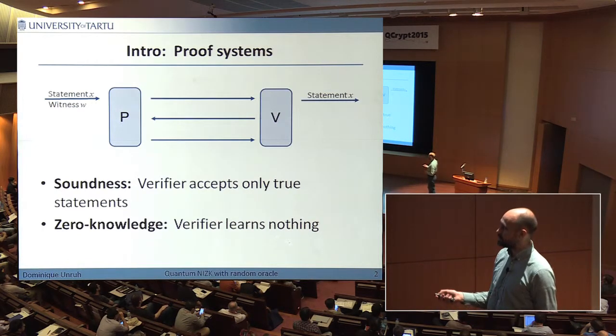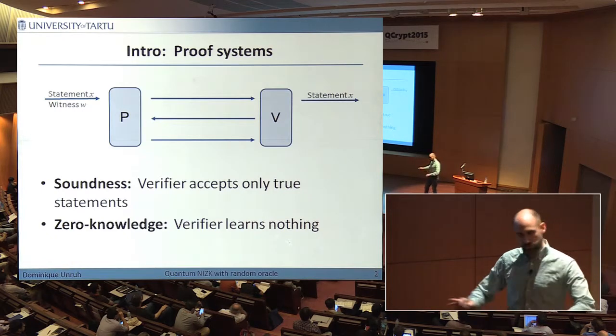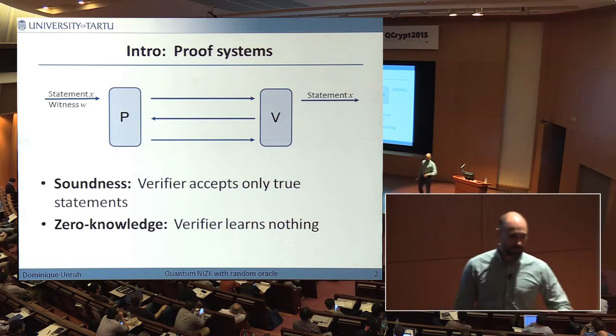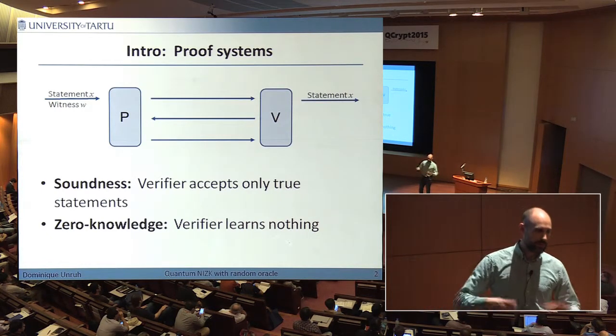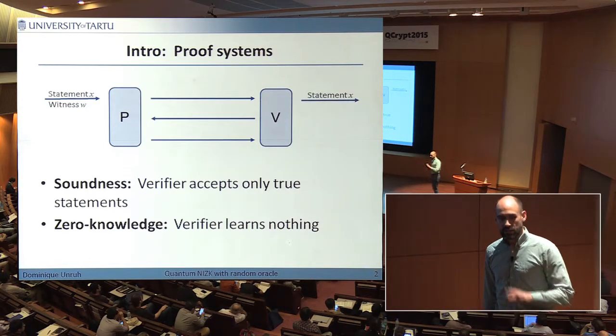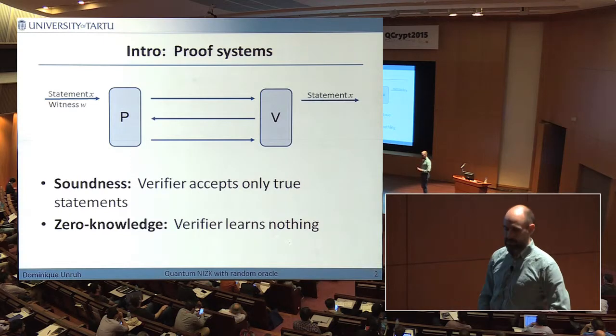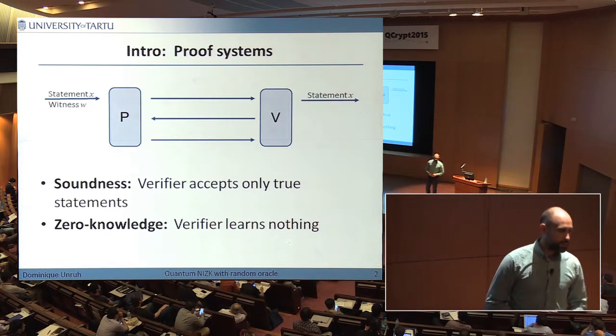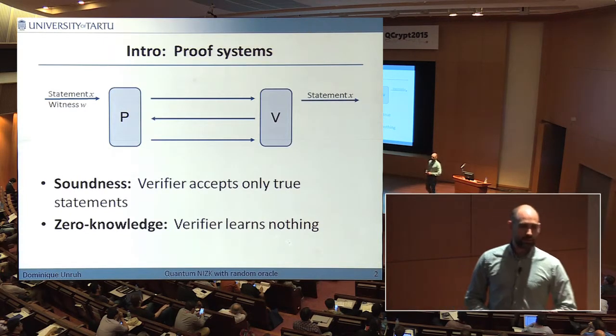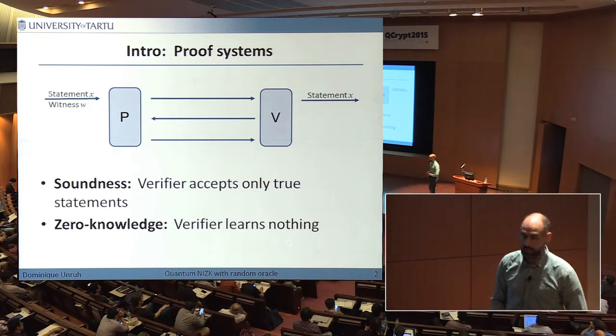The first is soundness. The verifier accepts only true statements. The precise definitions are more subtle. It's actually up to small errors and so on, and there are many variants. But for understanding this talk, it is sufficient to accept that that's roughly what we want. For those in the know, we will actually be talking about proofs of knowledge here.